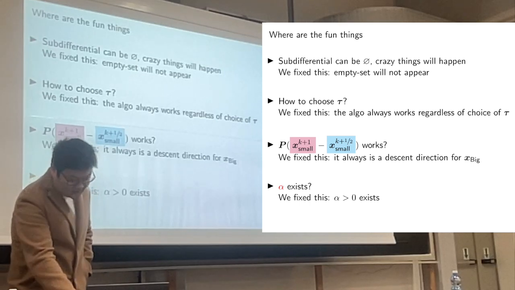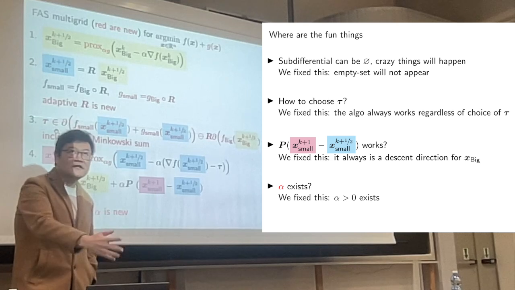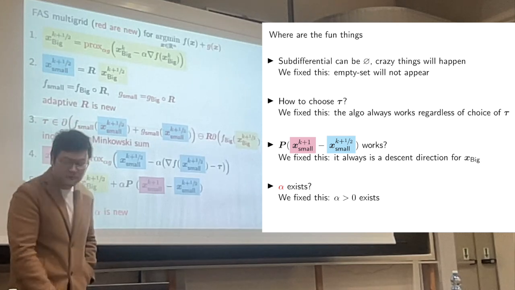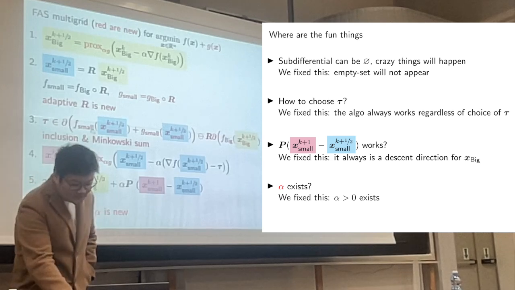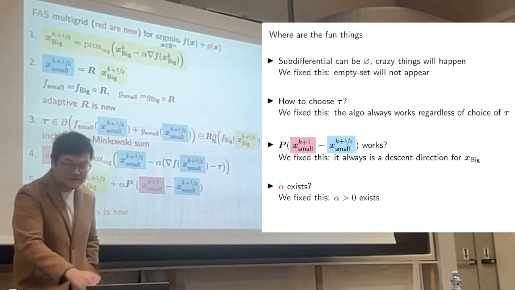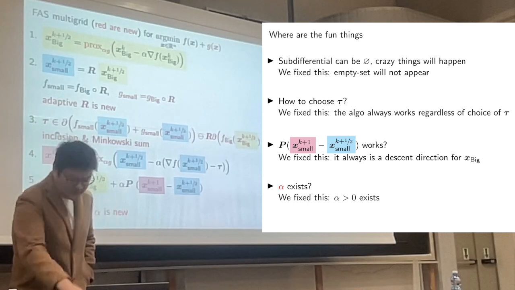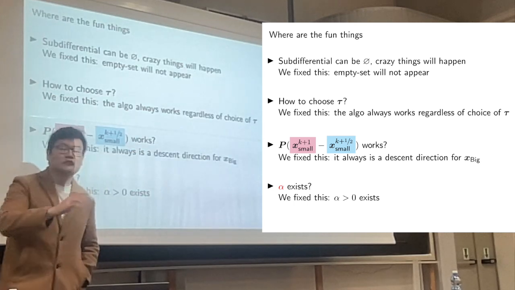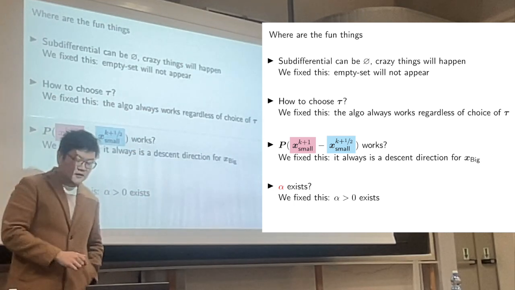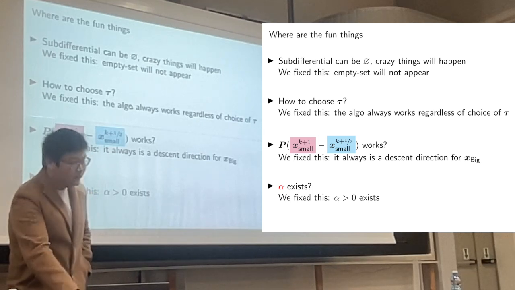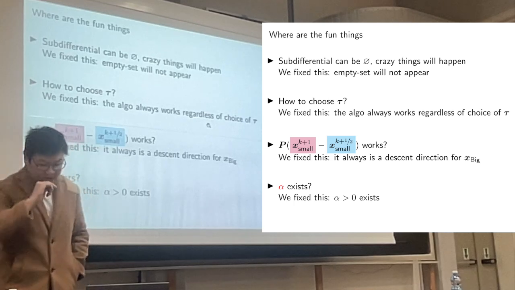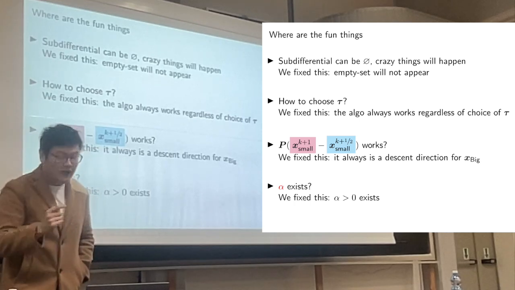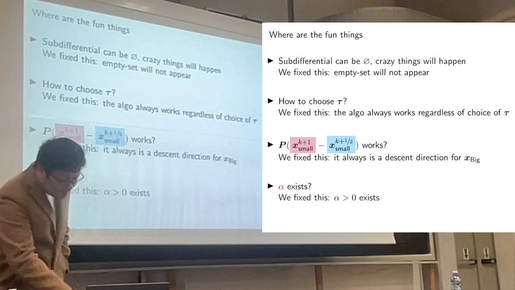Number 2, this is a belongs to. That means it's a selection problem. You select among all the possible differences of subgradients in 2 sets. Then the question is how. This is the same as parameter tuning or line search. I'm going to show you. We don't care. You can take whatever you want, it always works. So it's a global method. That means whatever tau you choose, it works.